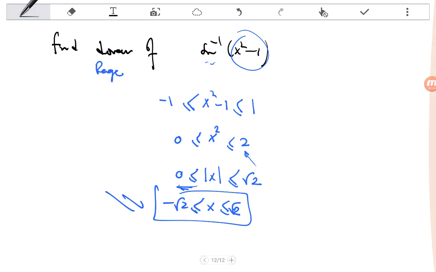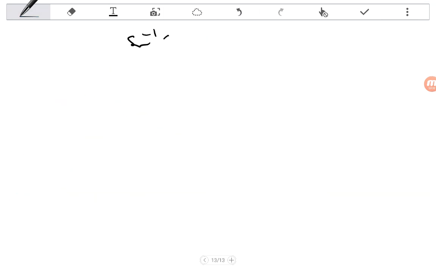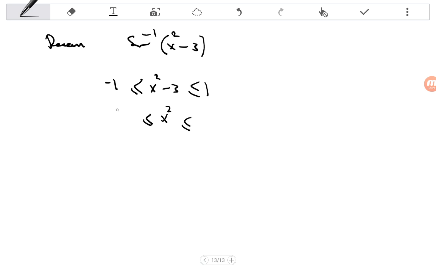What if I had sine inverse of x squared minus 3? I need to find the domain. X squared minus 3, I take it from negative 1 to 1. Now x squared will be from, add 3, so that will be 2 to 4. I take the square root of absolute x, so that will be from root 2 to root 4, which is 2.